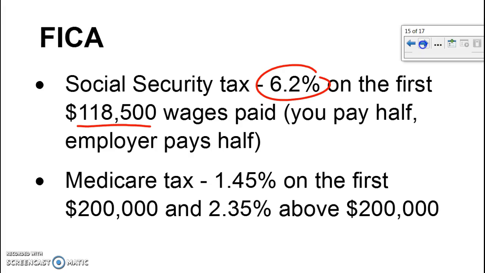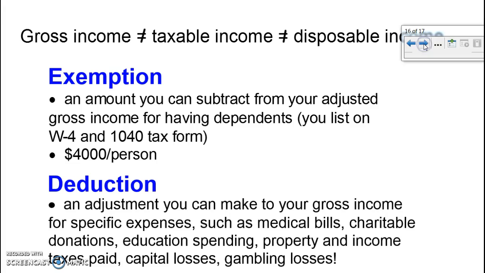And then you also pay 1.45% for Medicare, and that's on the first $200,000. And above $200,000, you pay 2.35%. So the Medicare tax is actually slightly progressive, but Social Security is a proportional tax for the first $118,500, and then it becomes regressive because people with higher incomes do not pay more into Social Security.